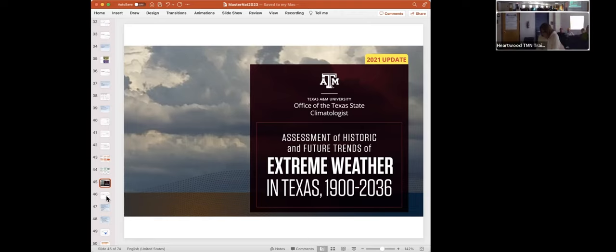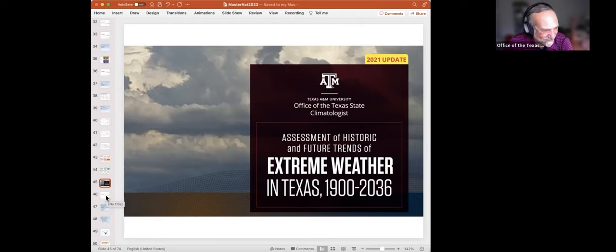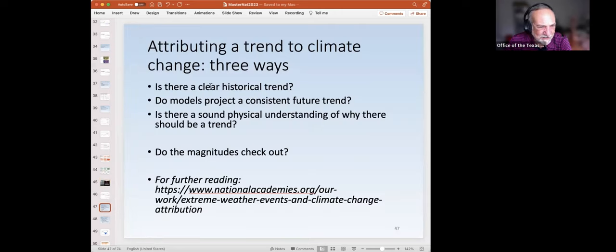So it doesn't really make much difference. For a scientist, you would say you want to see three good bits of information, three lines of evidence. Do you have a good historical trend? Do models predict a consistent future trend? And is there a sound physical understanding? And fortunately, they line up in many types of extreme weather. And so I was able to talk about things as though I was ignoring climate models, even though I was relying on them for consistency's sake. And if they weren't consistent with the historic trend, I wouldn't put much weight in that trend continuing.